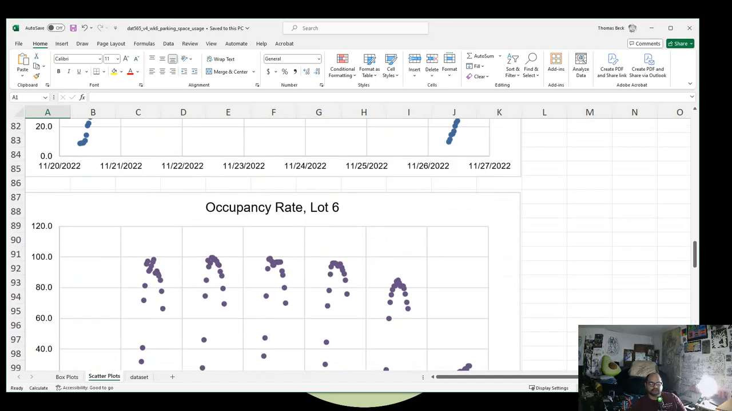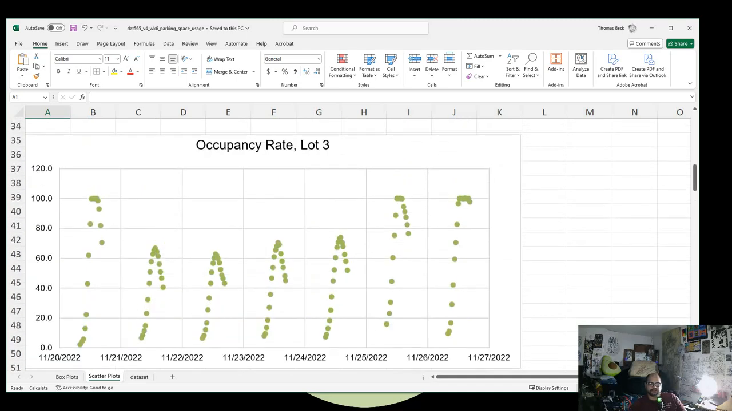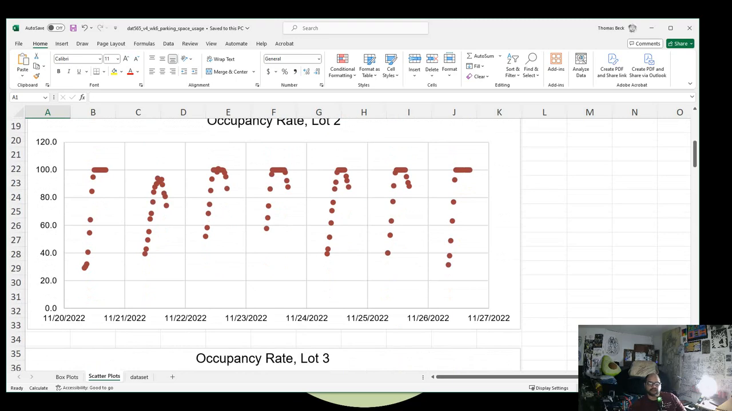The big takeaways of this are that lot 4 is underutilized and lot 2 is extremely utilized. So figuring out, as far as city management is concerned, what we can do to get more usage of lot 4, and then push traffic away from lot 2 so that it's not constantly filled with vehicles, because it definitely is always at 100%.